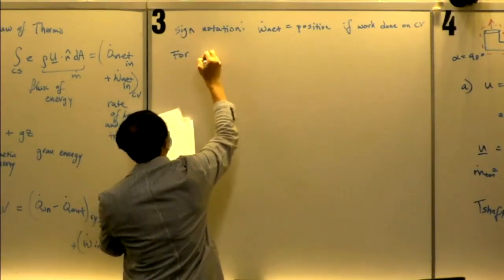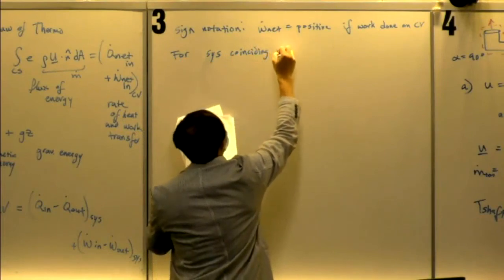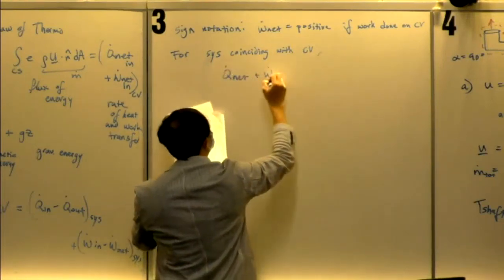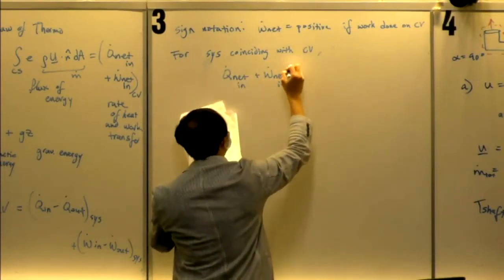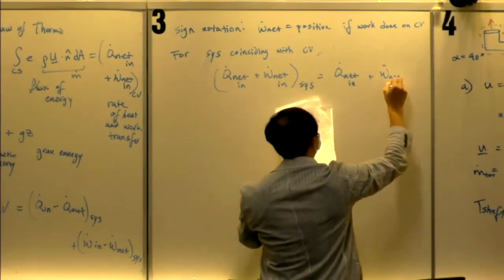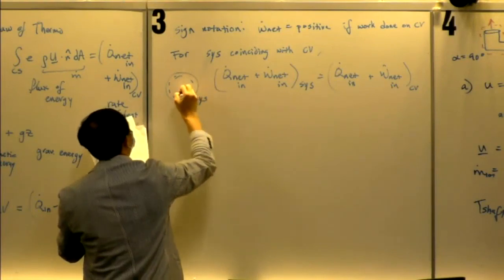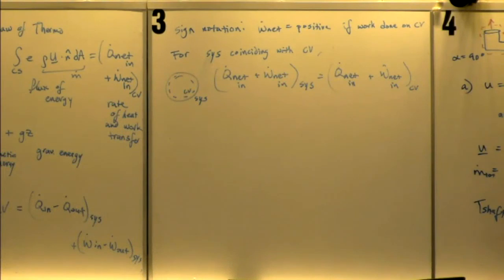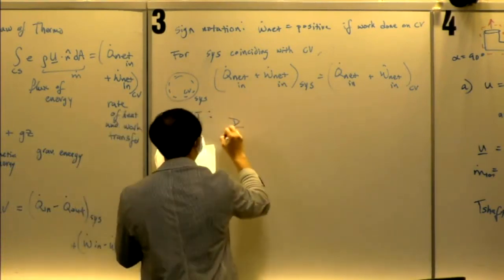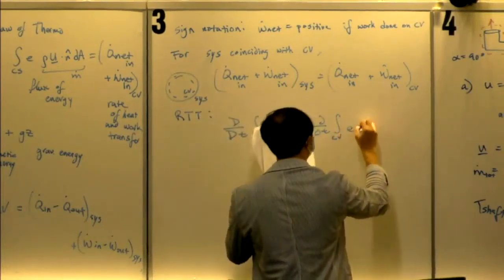All right, so the next step is for the system. You just consider them occupying the same space and time. Reynolds transport theorem gives us part of what we need. The rest of it is going to come from the first law of thermodynamics.